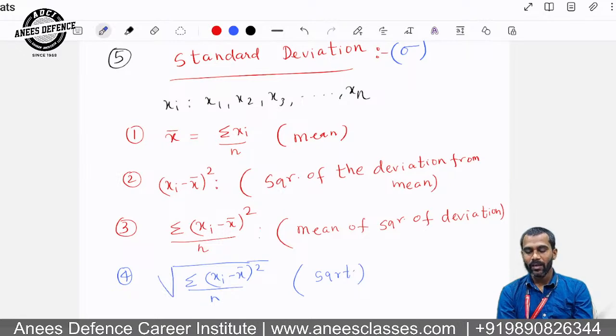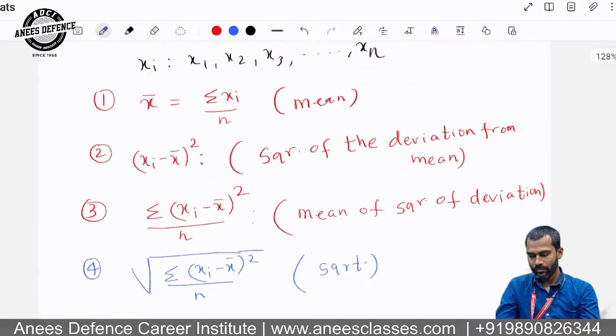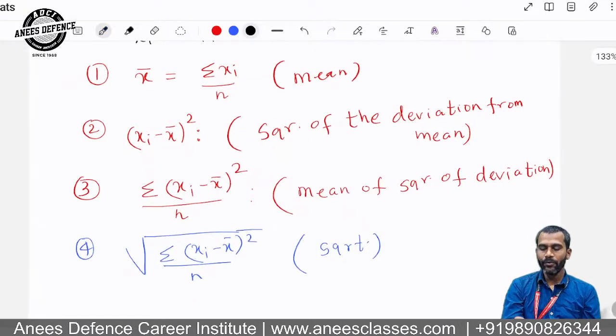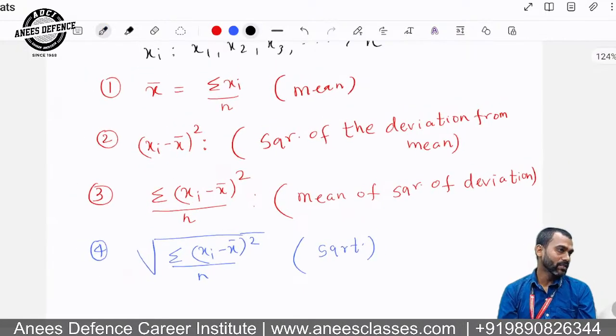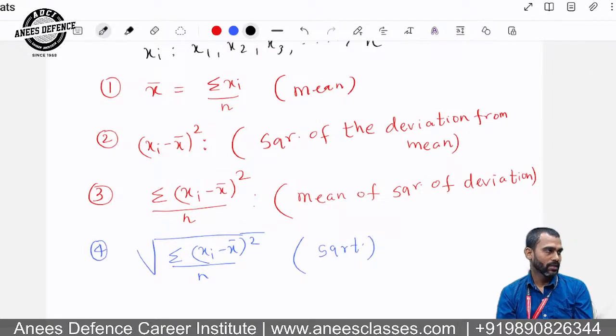First, what we have to do? We have to find out the mean, then the deviations, then the square of the deviations, again the mean of the square of deviations, and then take the square root. So write down the definition. If you forget the definition, remember the steps, because the definition is not going to come in the exam. But you need to remember the process.